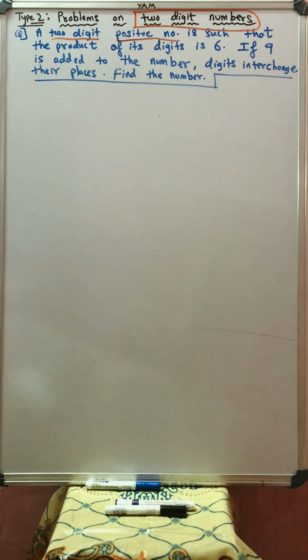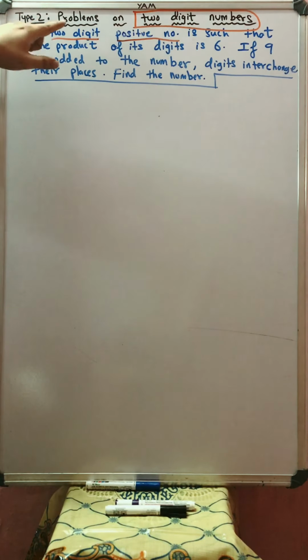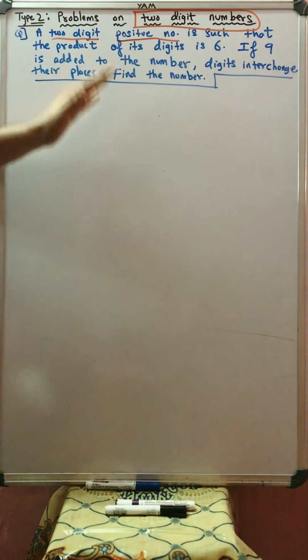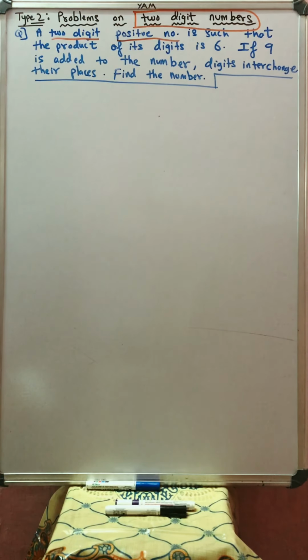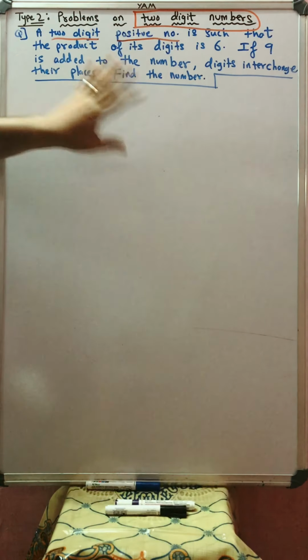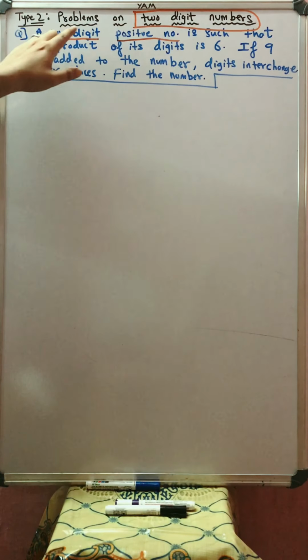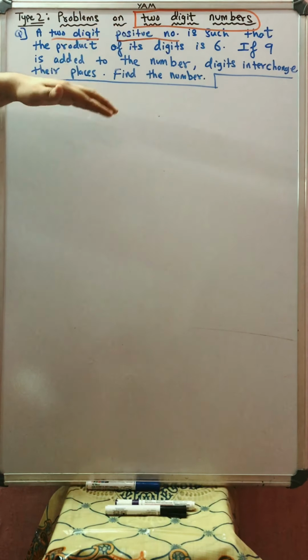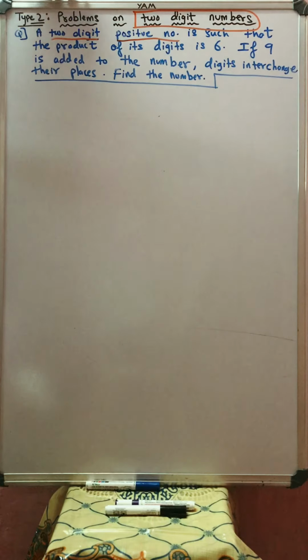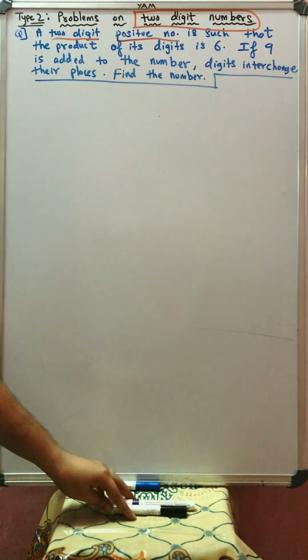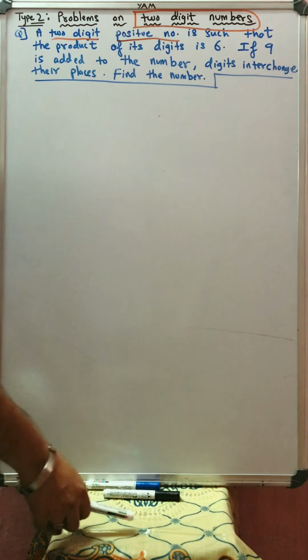Now students, in any question when you come across this phrase two-digit number, you don't have to read the question. You have to do whatever I am doing on the board. See, up till now I have not read the question. I have just read a two-digit positive number. So I came to know that this sum belongs to the type of two-digit numbers. So now see what to do. Just see on the board, please.